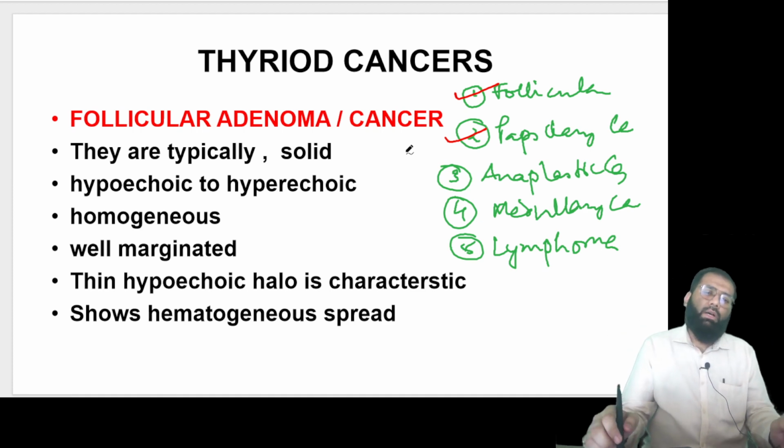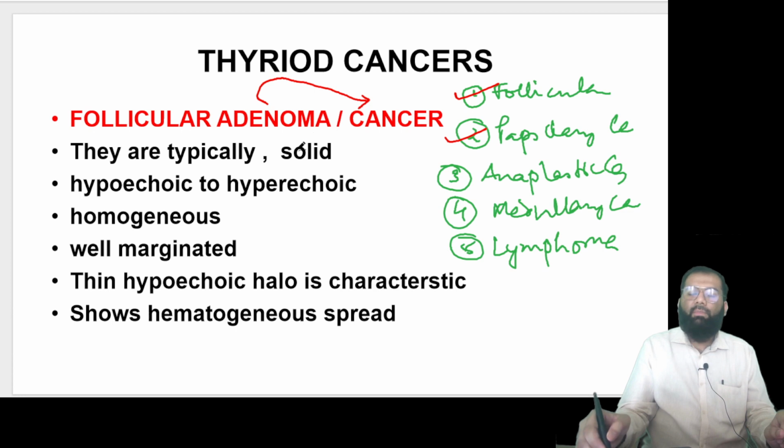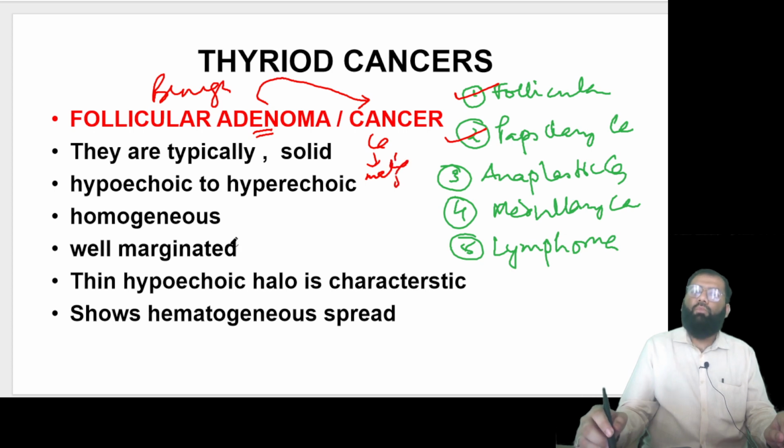I've already told you in my previous session 1 that it is adenoma which might get converted into carcinoma. So I'll be discussing the features of adenoma. Adenoma is benign, and carcinoma is of course malignant. So I'll be discussing the features of both of these.